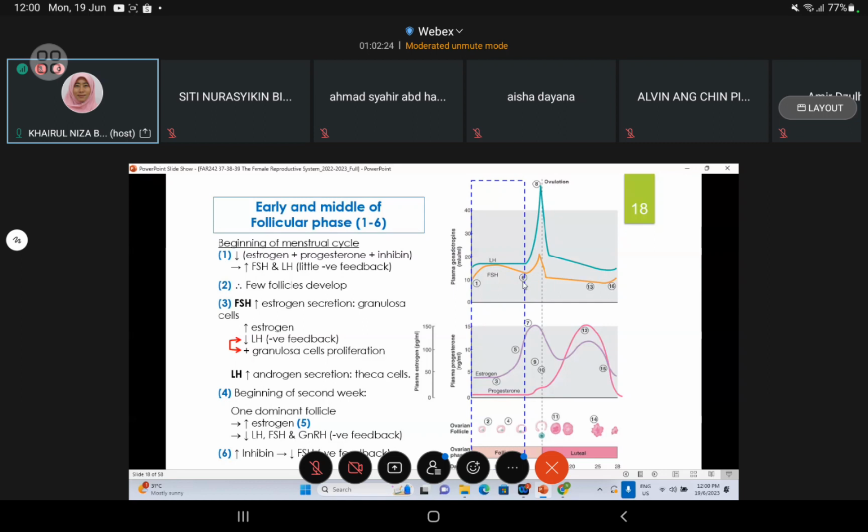At point number 6, we can see that inhibin is very high, because the pattern of secretion is very similar to estrogen secretion. At very high levels of inhibin, FSH is being inhibited from secretion. So inhibin has a high inhibitory effect, or negative feedback effect, upon FSH secretion. So that is the early and middle of the follicular phase.